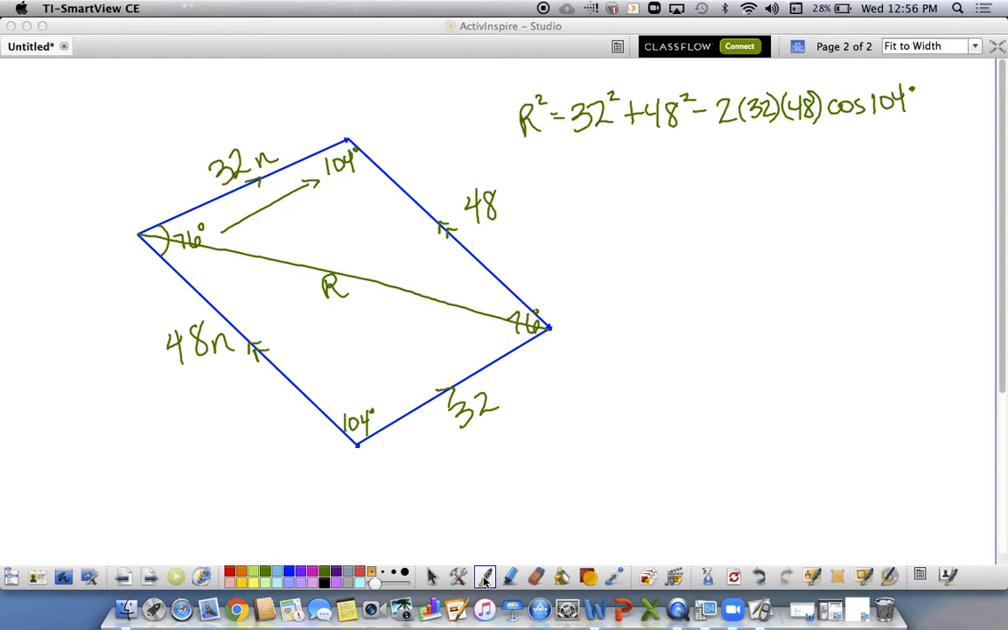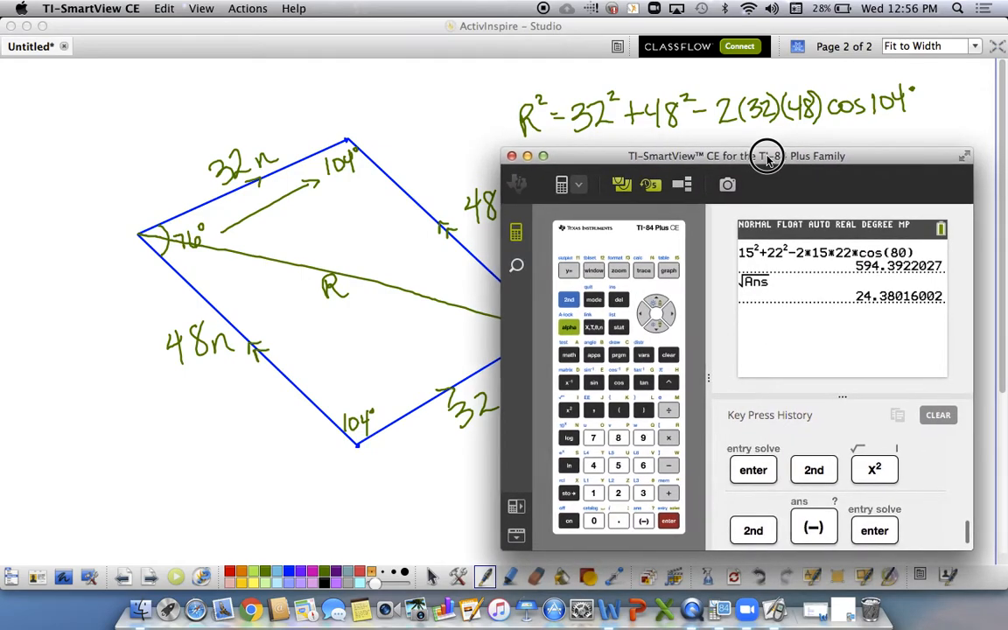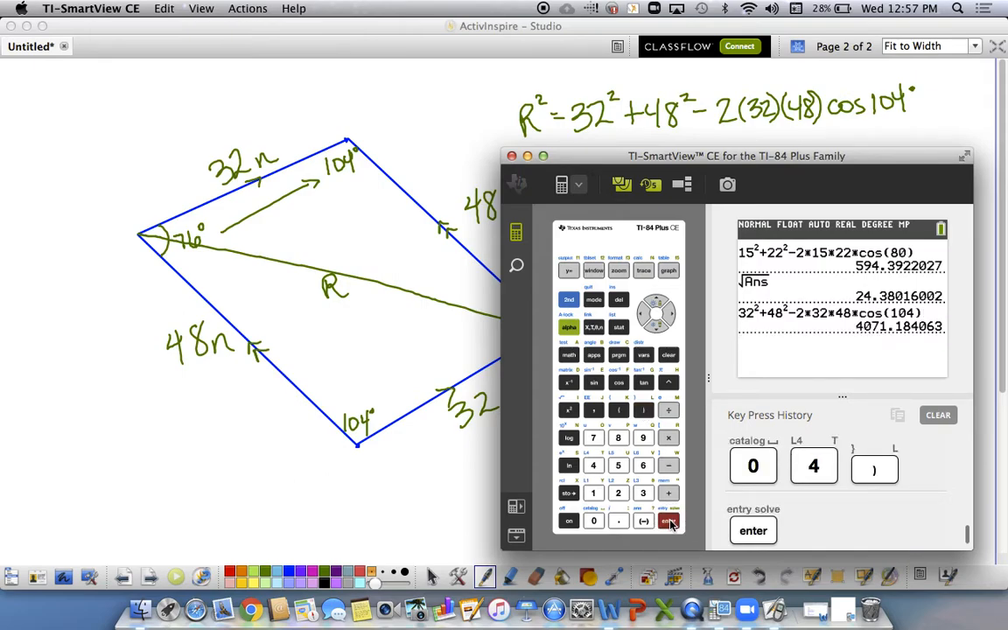Okay, there you go. Setting it up is the hardest part. Plugging it in your calculator should not be the hardest part. All right, so here we go. 32 squared plus 48 squared minus 2 times 32 times 48 times cosine of 104. Now, always glance back at my calculator to see that I didn't put in anything crazy.